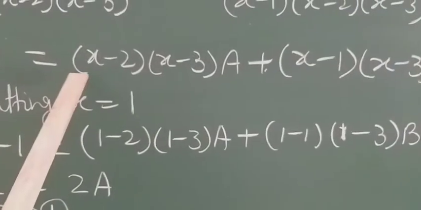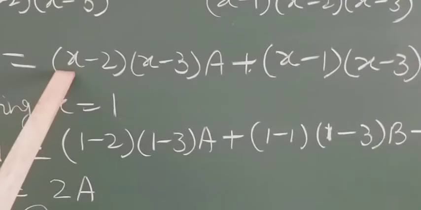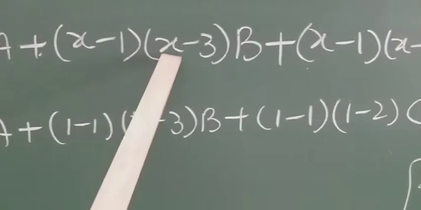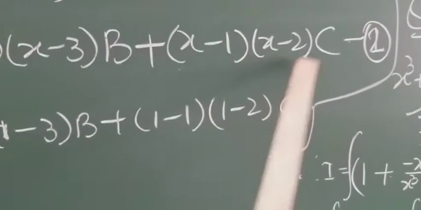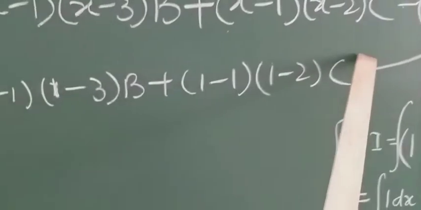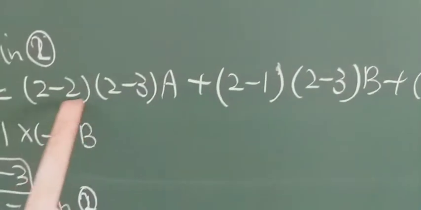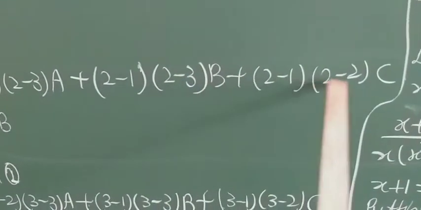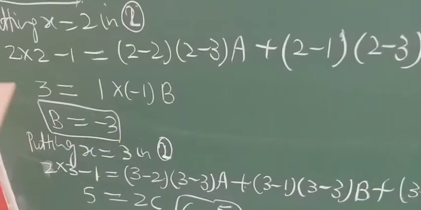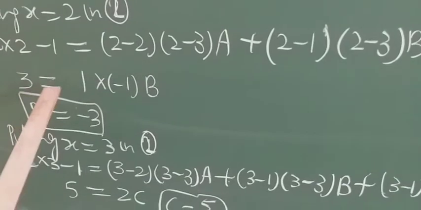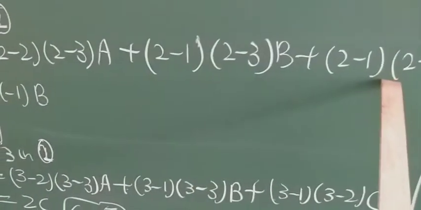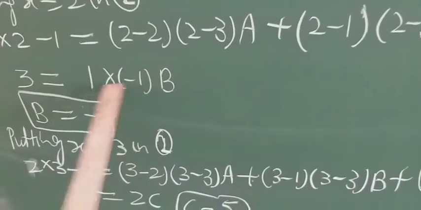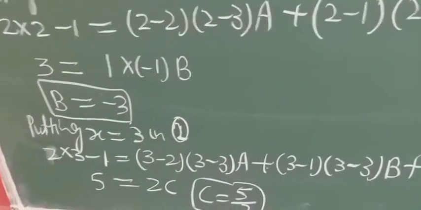So when we put 2 in equation 2, then 2 minus 2 will be 0, so the A term and the C term will also be 0. So 2 into 2 minus 1 is 3, and the remaining term is (2 - 1)(2 - 3) B. Here 1 into minus 1 is minus B. So minus B equals 3, which means B equals minus 3.